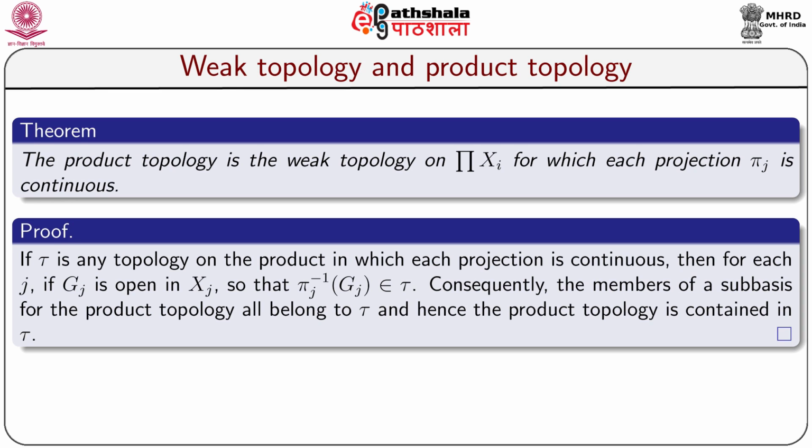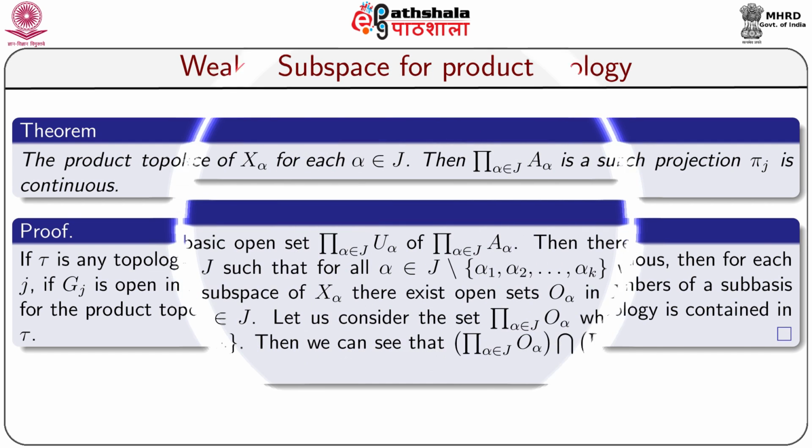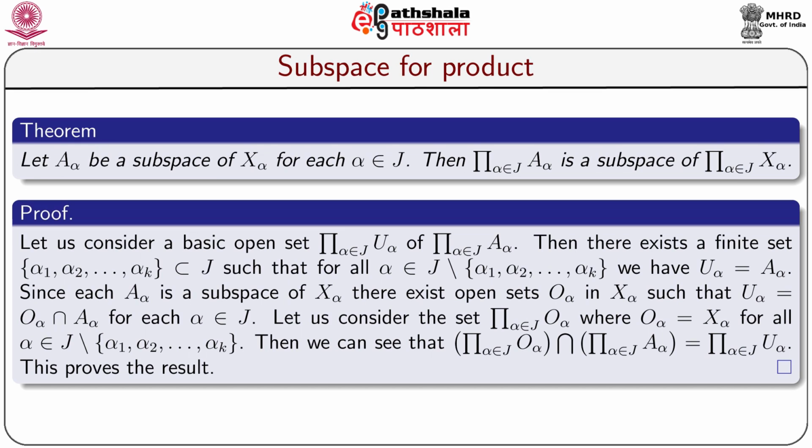In fact, if tau is any topology on the product in which each projection map is continuous, then for each j, if Gj is open in Xj, then pi j inverse of Gj belongs to tau. Consequently, the members of a subbasis for the product topology all belong to tau, and hence the product topology is contained in tau. We will prove a result on how a subspace behaves for the product topology.